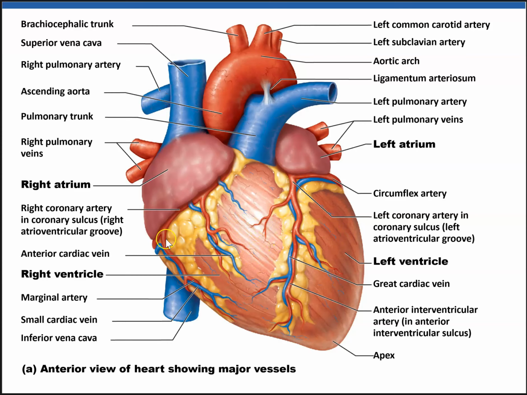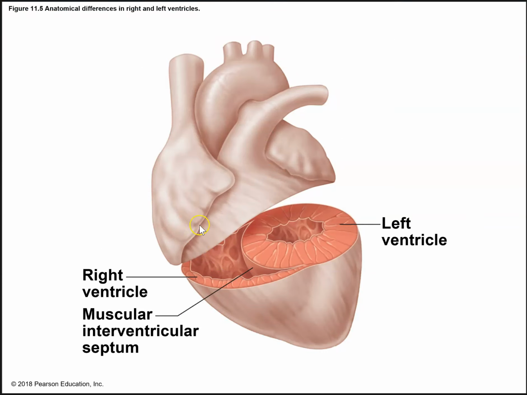So right over here, you see the coronary sulcus, which is present on the right side of the heart. If you look at the layers of the heart, you can see the cross section over here. The cross section shows you the inside of the heart. Right over here, we are looking at the ventricles. The ventricles are the bottom chambers which are involved in discharging blood. So you can see the right ventricle.